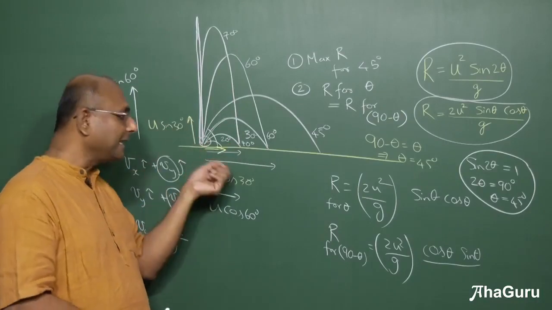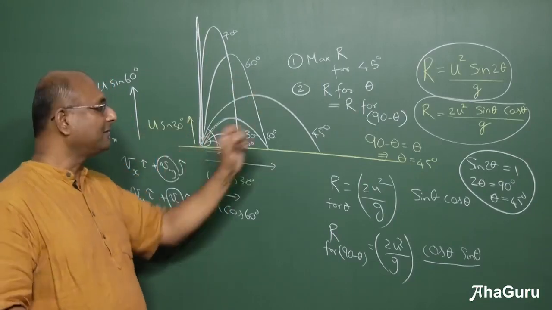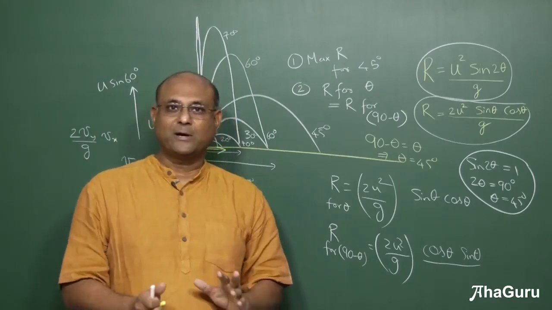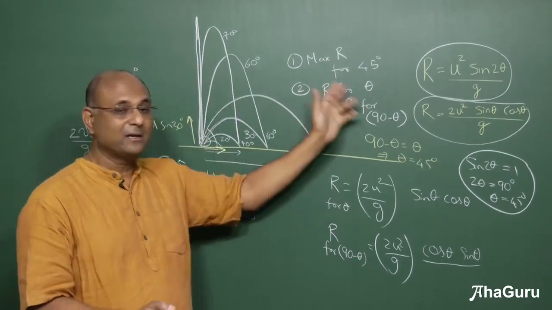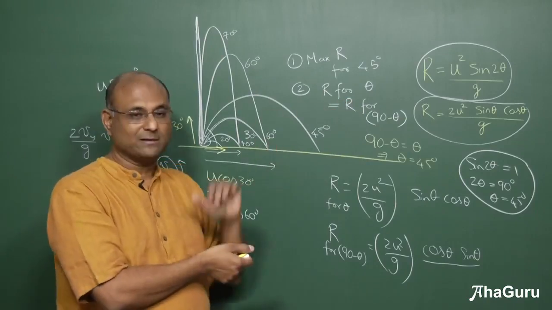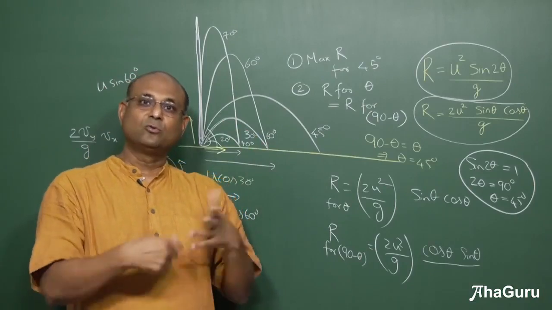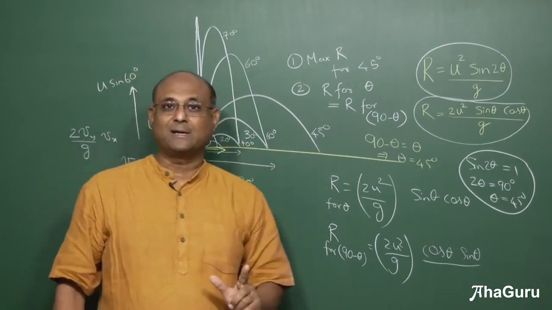So 2 points. Complementary angles have the same range for the same velocity, and the maximum range happens at 45 degrees. So generally keep these 2 points, because many questions will assume that you know this statement. So they will make this a condition. They would say, I am throwing it such that it is maximum range. So you then have to think about the fact that it has to be 45 degrees.